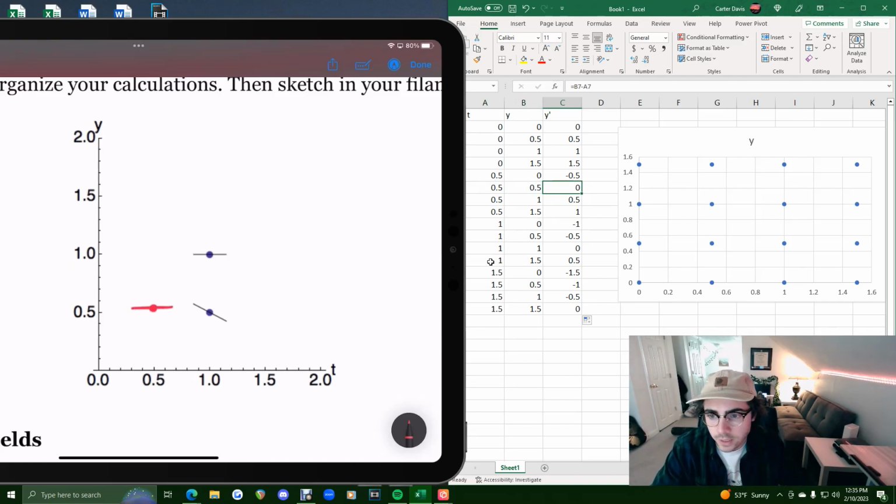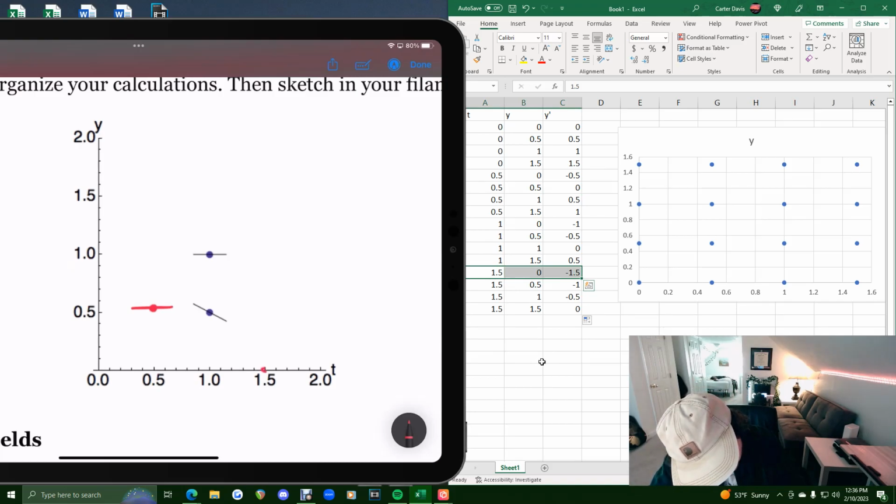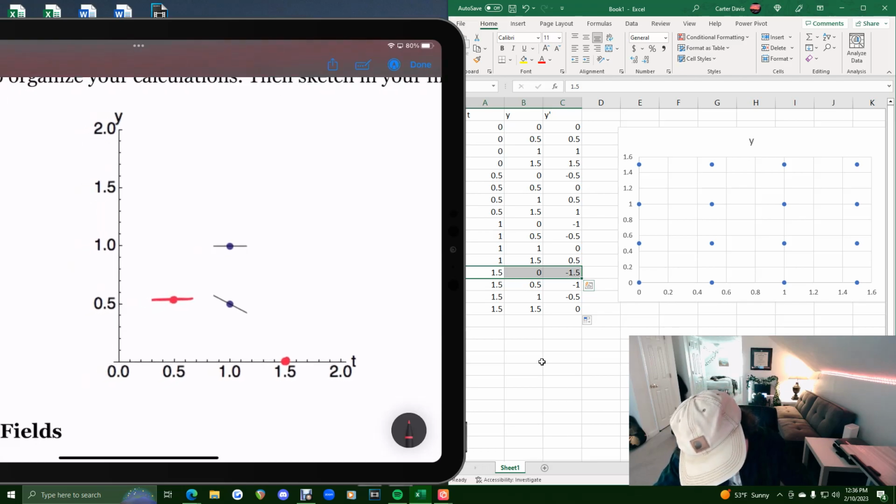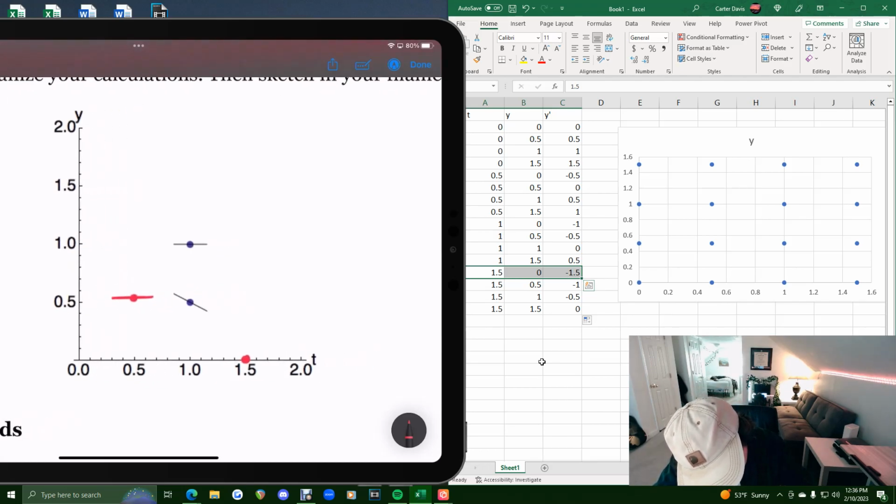Let's do another random one: (1.5, 0). That takes us 1.5 out but 0 up or down, so we're right on the x-axis, and we have a slope of negative 1.5, a pretty steep negative slope. So maybe something like that, roughly. They don't have the arrows, so maybe just something that feels a little too steep. Anyway, that's the idea.